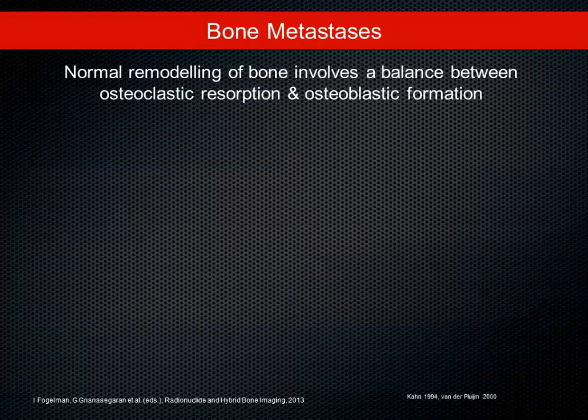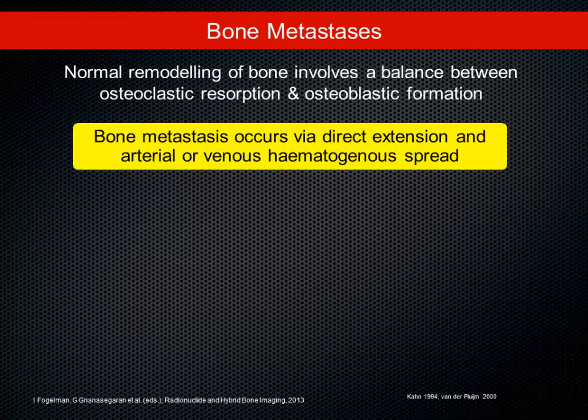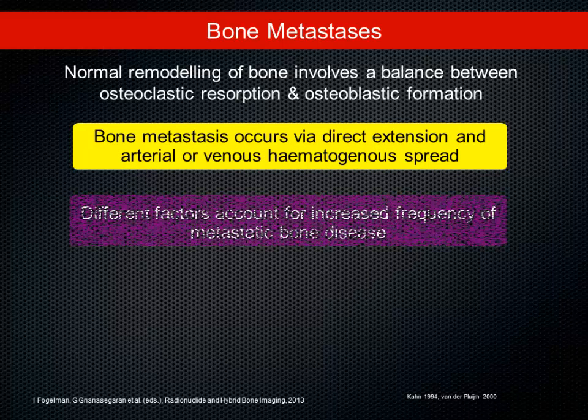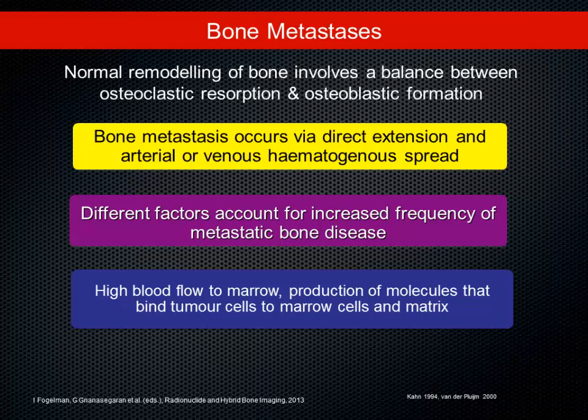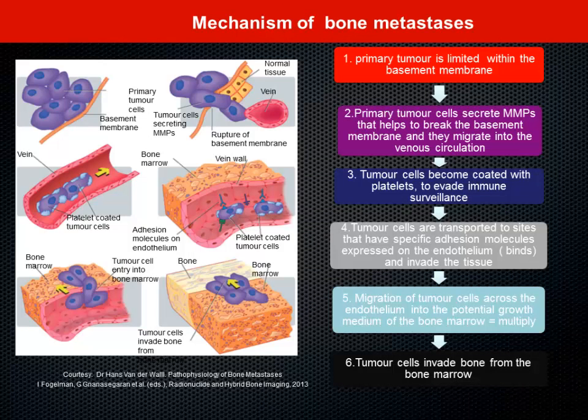Normal remodeling of bone involves a balance between osteoclastic and osteoblastic activity. Bone metastasis could spread by direct invasion, arterially, or venously. Different factors account for it, and the commonest are high blood flow to the marrow and production of molecules that bind the tumor and the marrow cells. All of this comes from what is called the seed and soil hypothesis from the 18th century. People thought we should not concentrate only on the seed, but also on the soil where it tends to spread and metastasize.